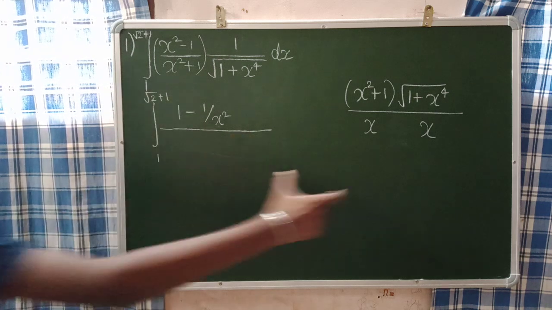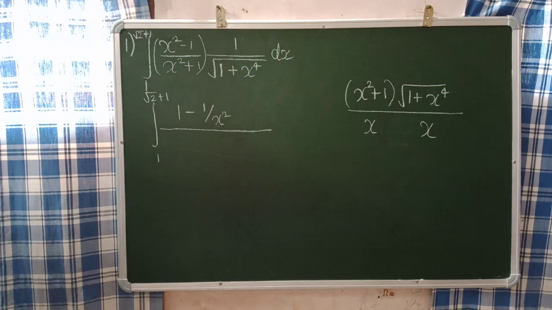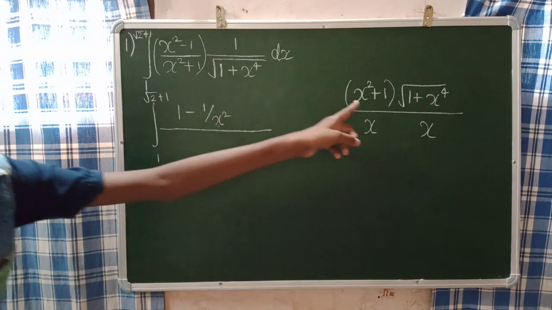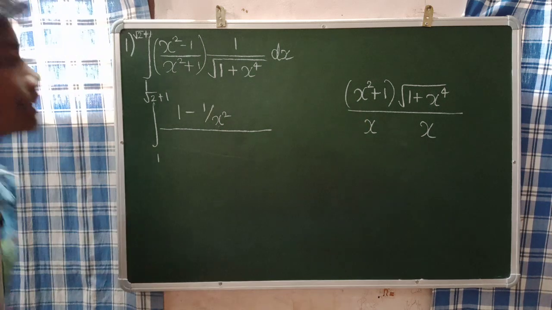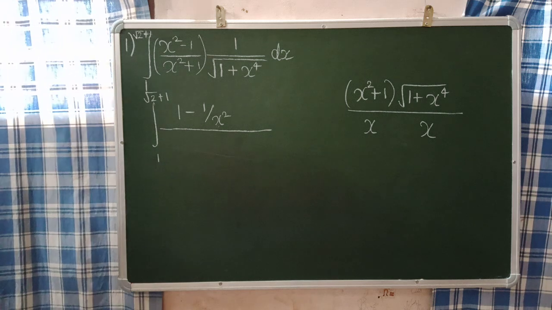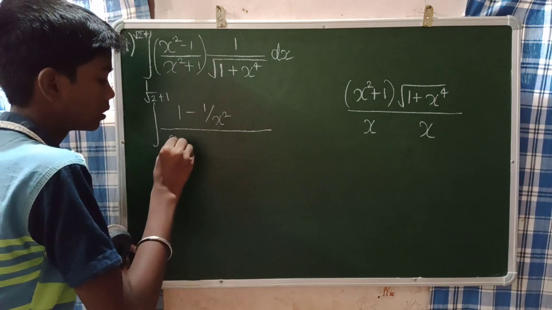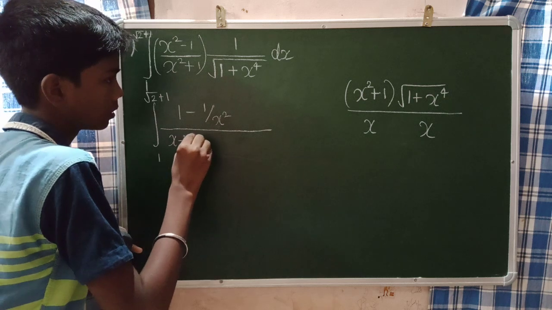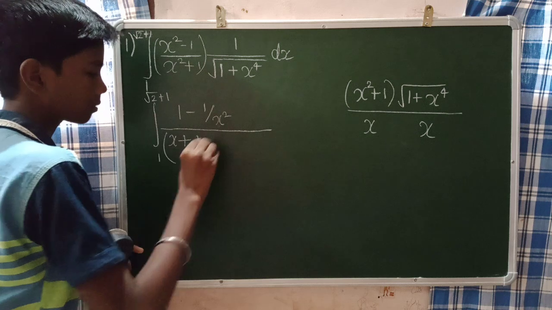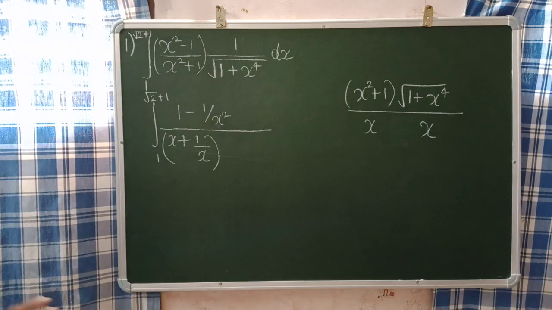By dividing x square on this particular denominator, that is x square plus 1 into root of 1 plus x power 4, split your x square as x into x so that you can do x square plus 1 divided by x. That is nothing but x plus 1 by x. Correct now? This is what you will get when you divide x square plus 1 by x.